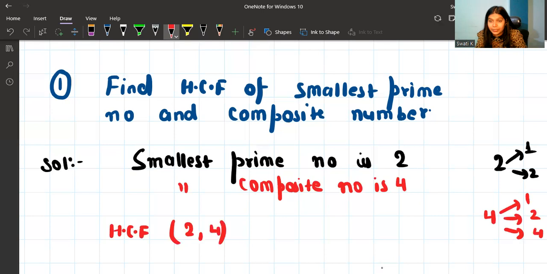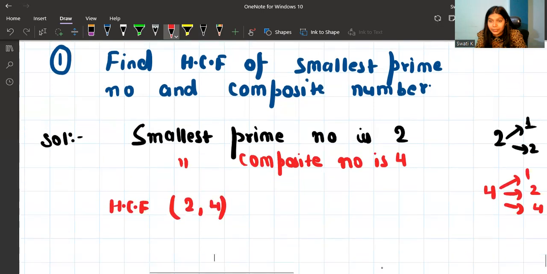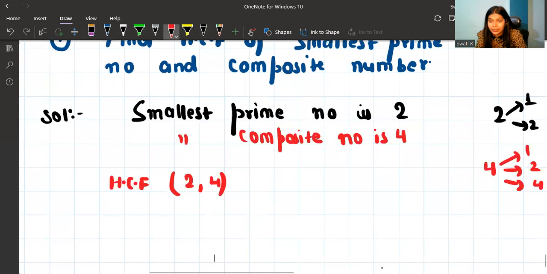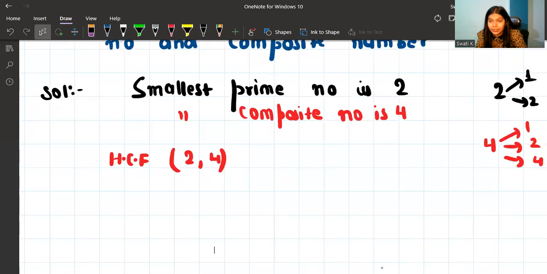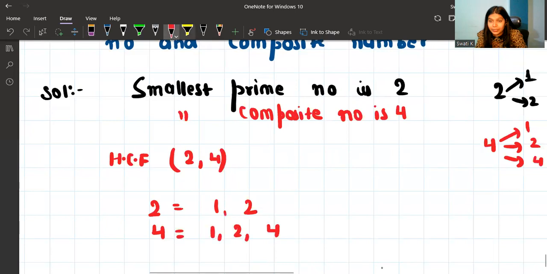How to find out? There are two ways: by listing the factors, or another way, which is called the long division method. I'm just doing it here by listing the factors. Factors of 2 are 1 and 2, and factors of 4 are 1, 2 and 4. Now, what are the common factors here?